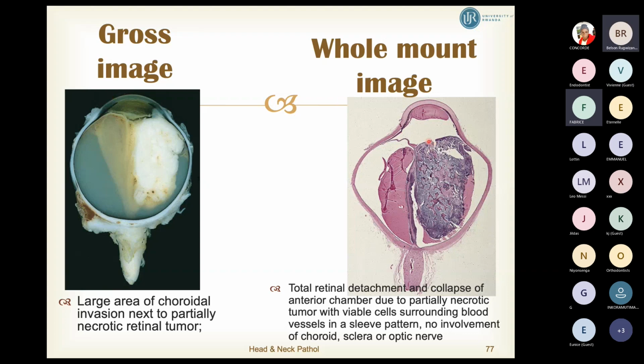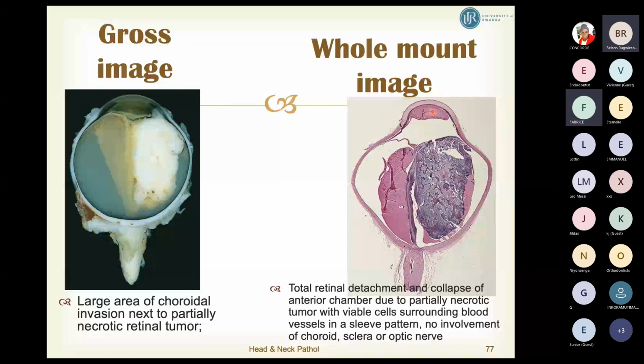So this is the whole mount image. If you measure it, we have a microscope, so what you see is exactly what you have. The tumor here on the right, the tumor is here. Then here we have the necrotic material, and the optic nerve is here.